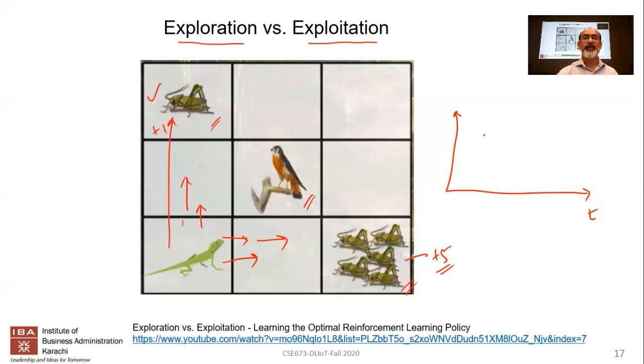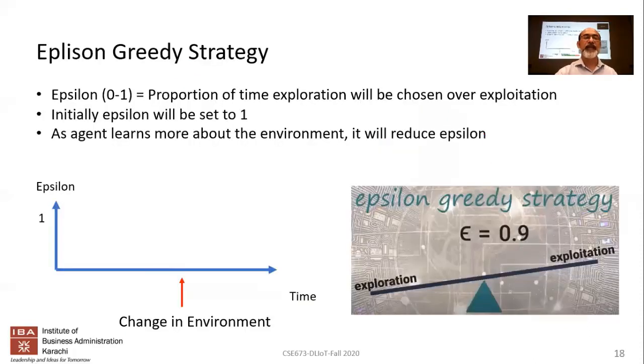So we're going to refer to this as something called epsilon greedy. Epsilon is the term, the proportion of time that exploration will be chosen over exploitation.